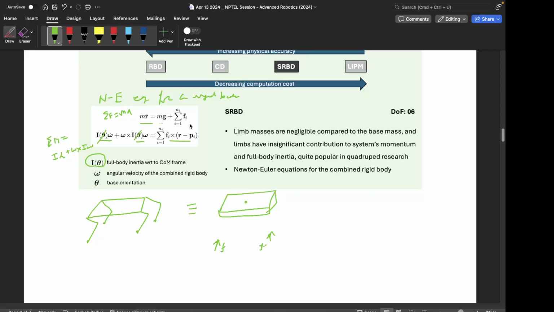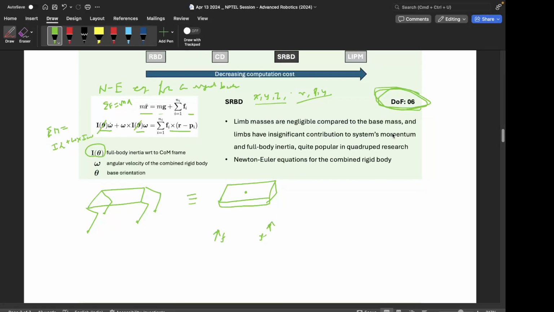So now this equation, these two, just tell us about the base motion, right? The involved quantities here are the degrees of freedom of the base: the x, y, z, the position of the base, and the roll, pitch, yaw, the orientation of the base. So only 6 degrees of freedom.